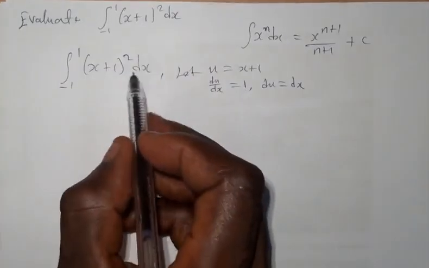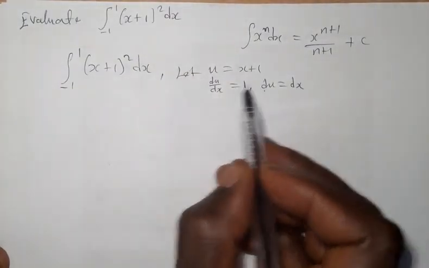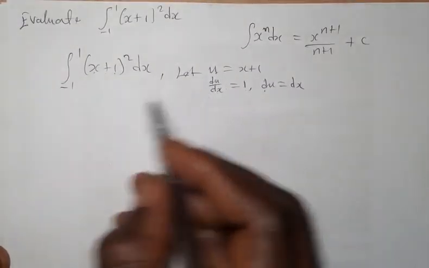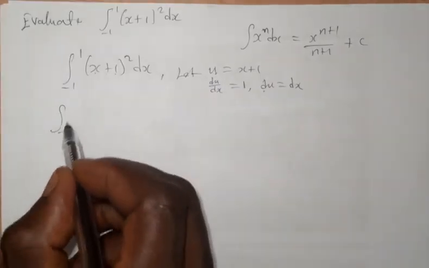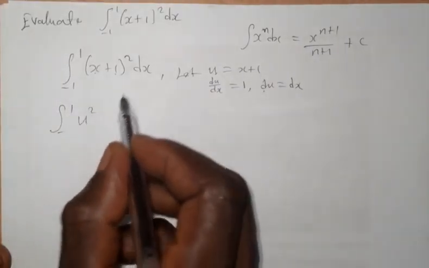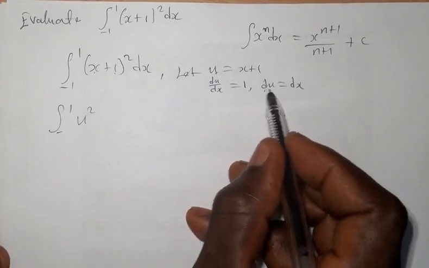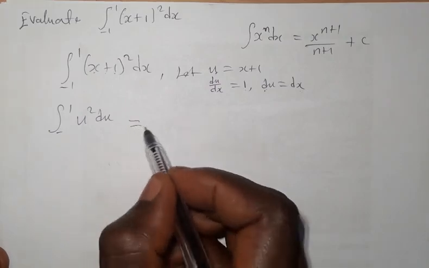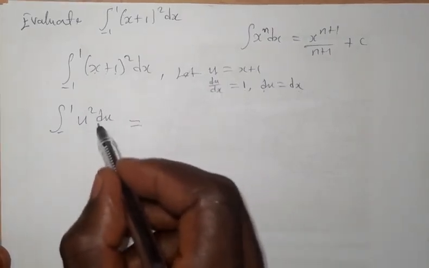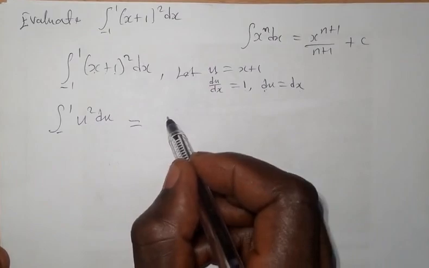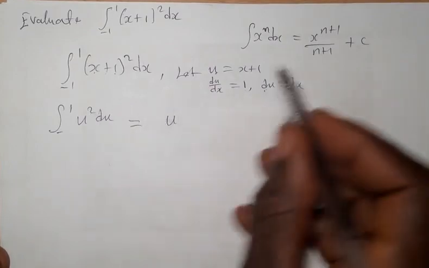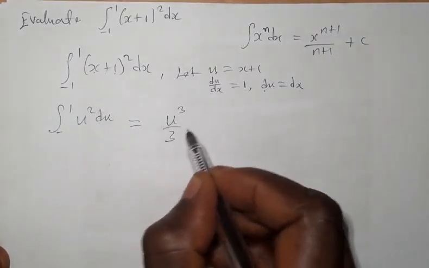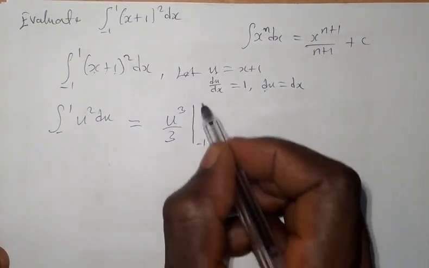So by implication, where I see dx I will replace it by du, and where I see x plus 1 it will be u. So now this is the integral from minus 1 of u squared, and since du is equal to dx, I put du. Now I integrate with respect to u, following this rule: you add 1, which gives u cubed, all over 3. Then this will range from minus 1 to 1.